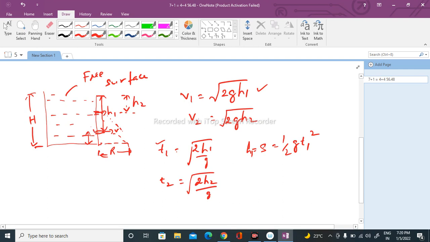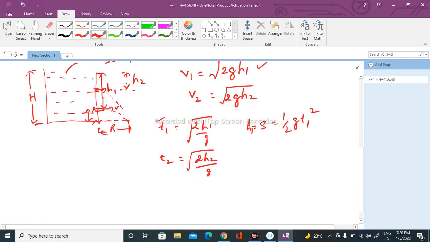So in t1 time the water is falling from here to here in the y direction, but what is the distance it traveled? R is the distance it traveled in the x direction. So I can frame one equation. R is equal to Vx into t, Vx into t. This is t1 here. What is Vx? Vx is this speed, so it is root over 2g h1.